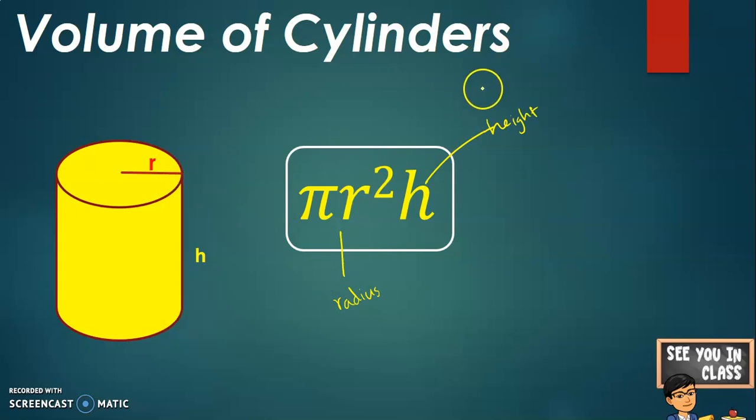Now, if you remember yesterday's lesson, volume of prisms, we did the area of a front face times the length of the shape. This is exactly the same. We use the area of this circle over here, then multiply it by the height of the cylinder. Let's do a couple of examples so that it makes a little bit more sense.